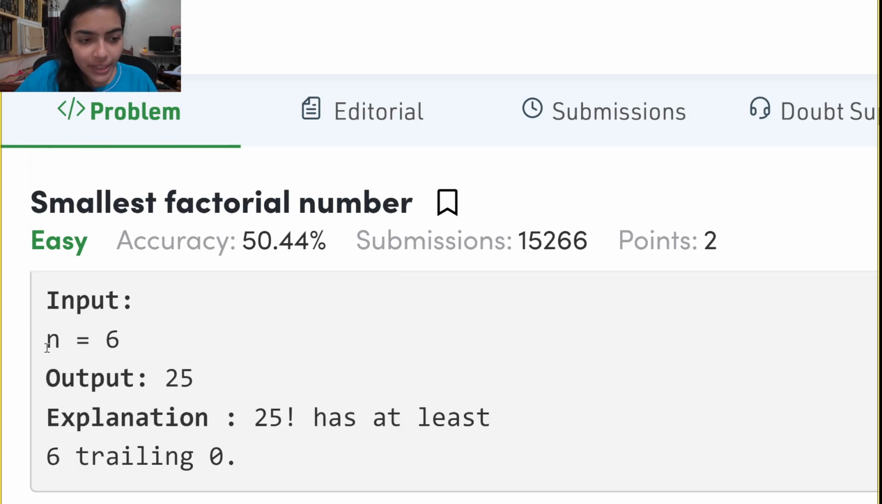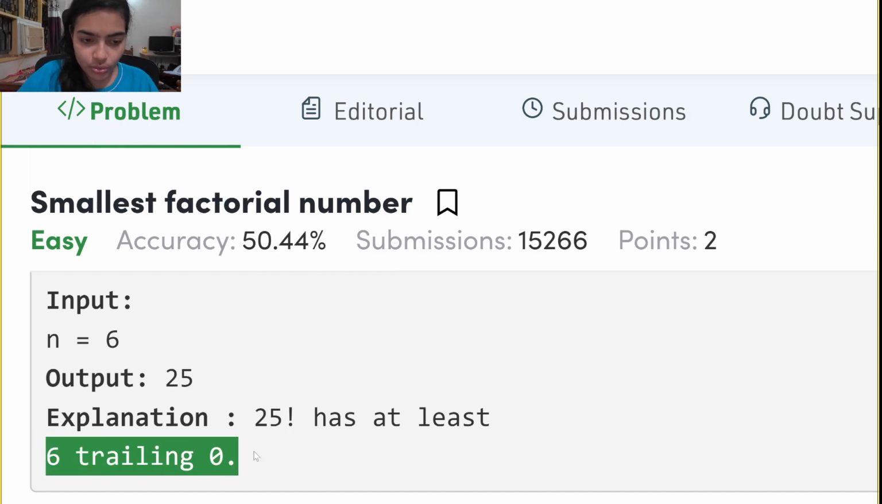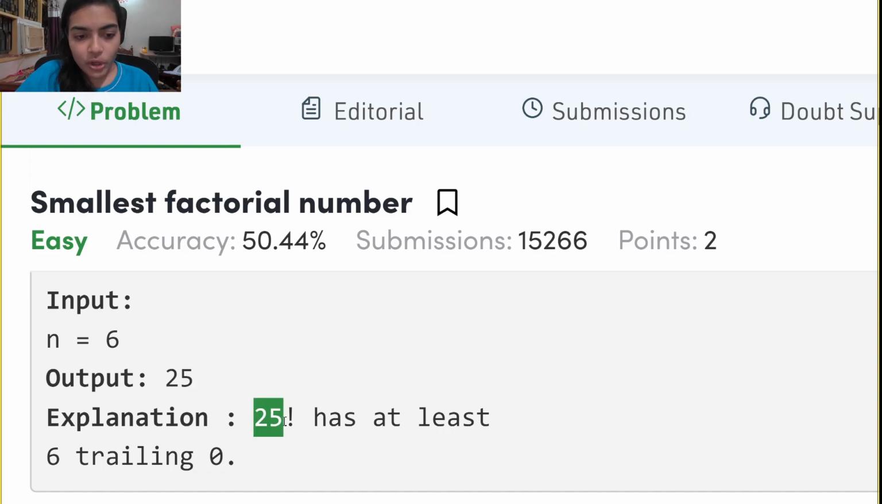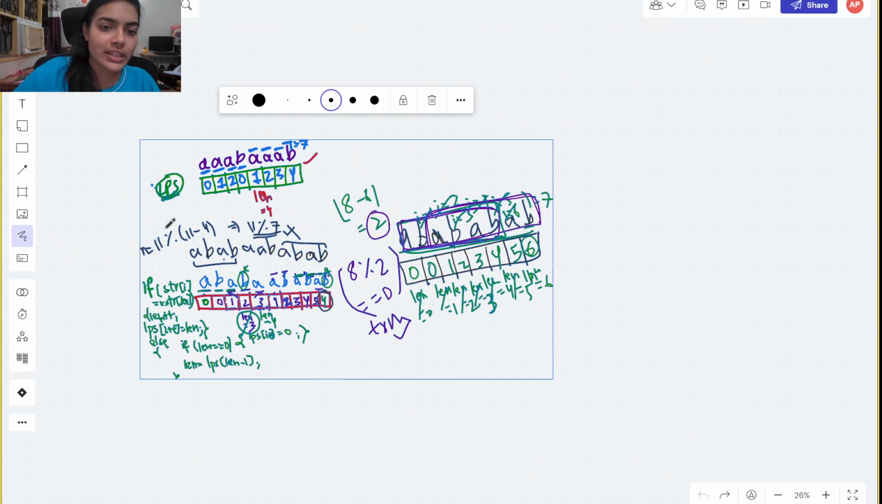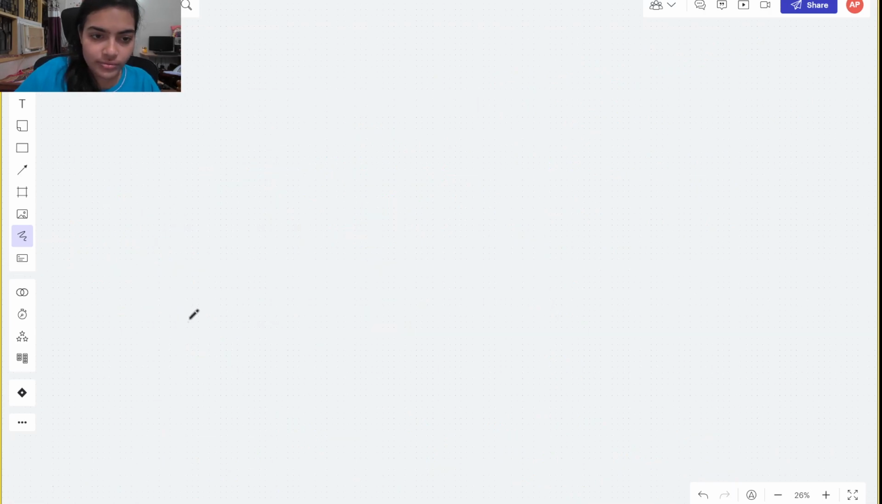Let's take another example. N is equal to 6. Now we can see 25 factorial has 6 trailing zeros. So we'll see how it has 6 trailing 0. We'll learn how to do that. But the answer is 25 because 25 factorial has 6 zeros and the input was n equal to 6. Okay, let us write this down.